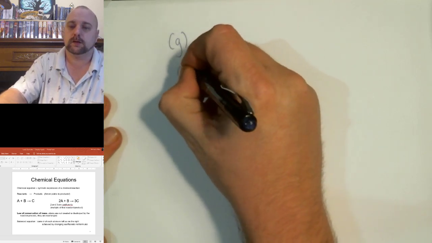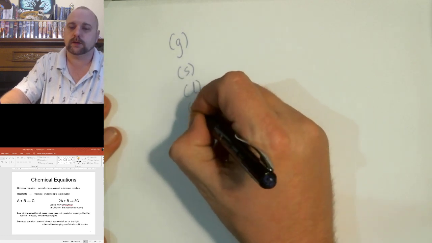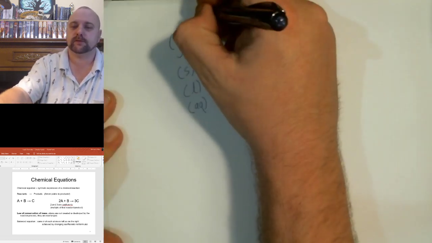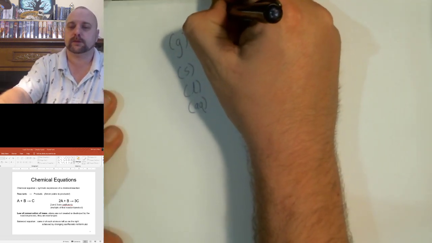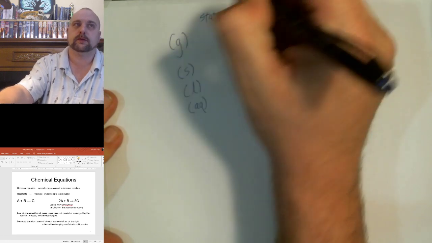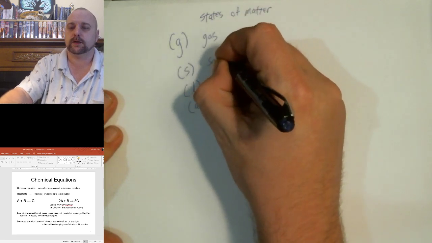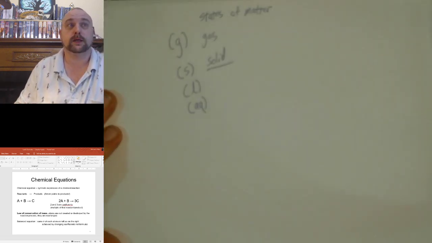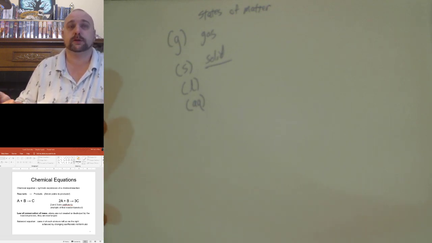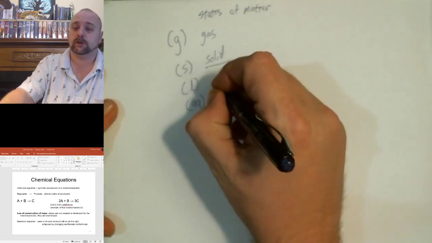You'll notice I also used G and S and lowercase l and AQ. These are called the states of matter. Easy enough. G is for gas, S is for solid. That one's going to be key. Later we'll deal with a lot of confusion when we get to solubility. If it's solid, it's not soluble. L would be a liquid.